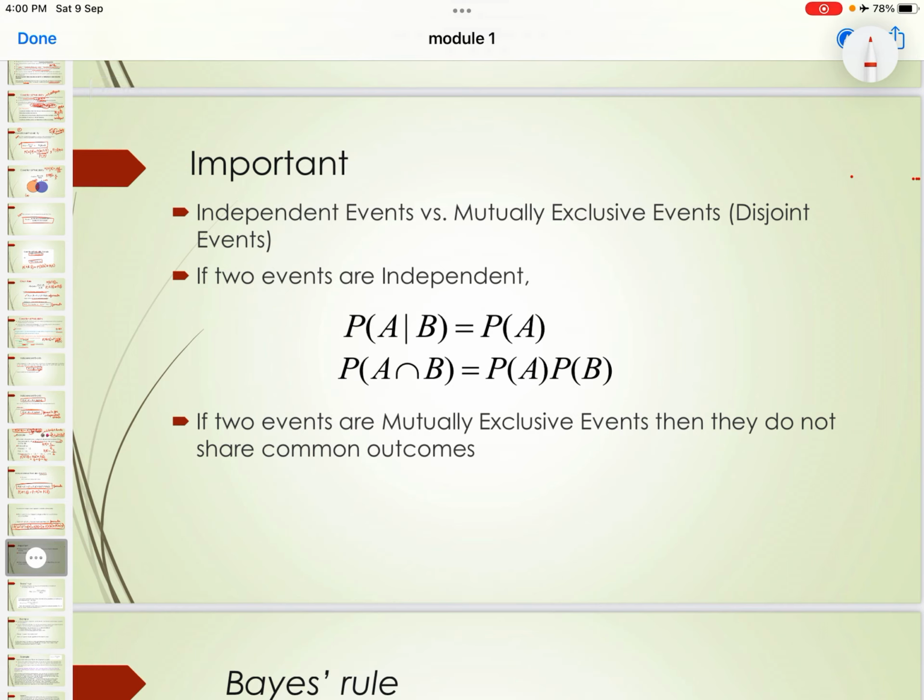Independent events versus mutually exclusive events. If two events are independent, P of A given B is equal to P of A and P of A intersection B is equal to P of A into P of B. If two events are mutually exclusive, they do not share any common outcomes.